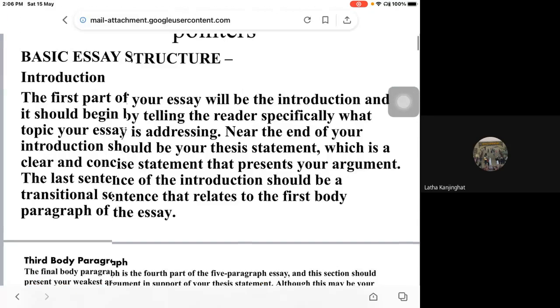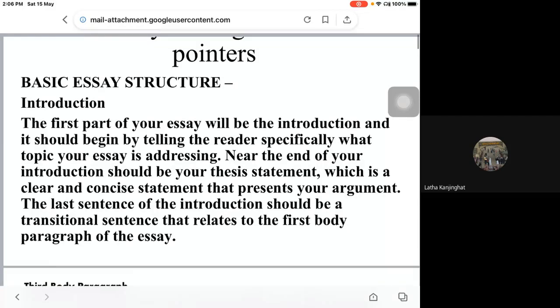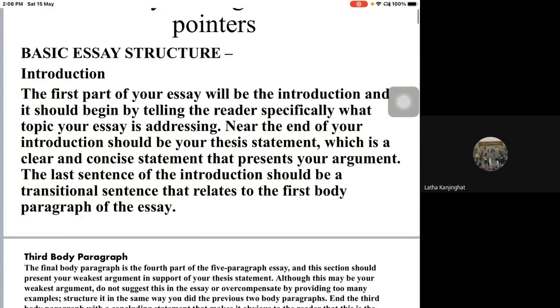can you see the first body paragraph, the part of the slide which is titled First Body Paragraph? Can you see that? Yes, ma'am.